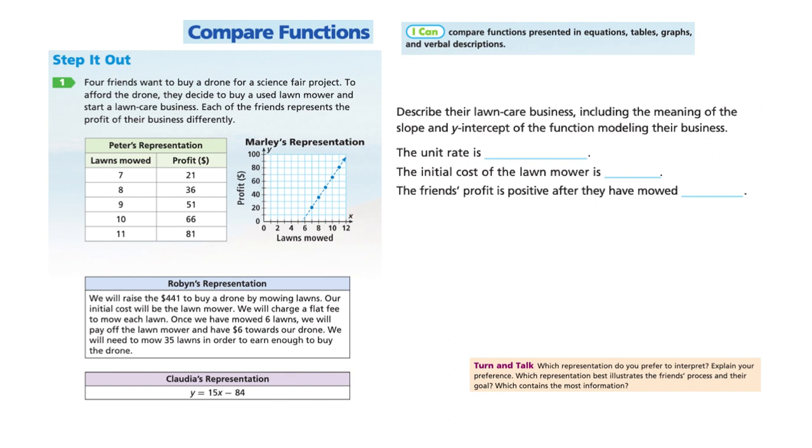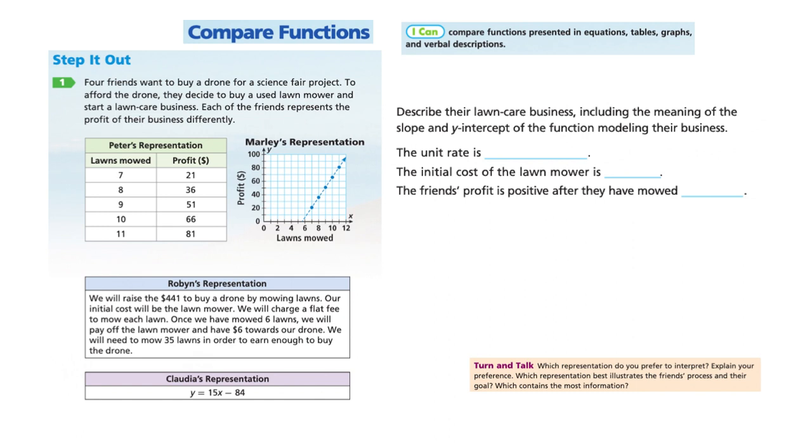So you can see Peter does a table here, Marley does a graph. So this is all the same information. Robin does a verbal description, and Claudia does the slope intercept form of an equation. So it's all the same information, just in different forms. So let's look at what they ask. Describe their lawn care business, including the meaning of the slope and y-intercept of the function modeling their business.